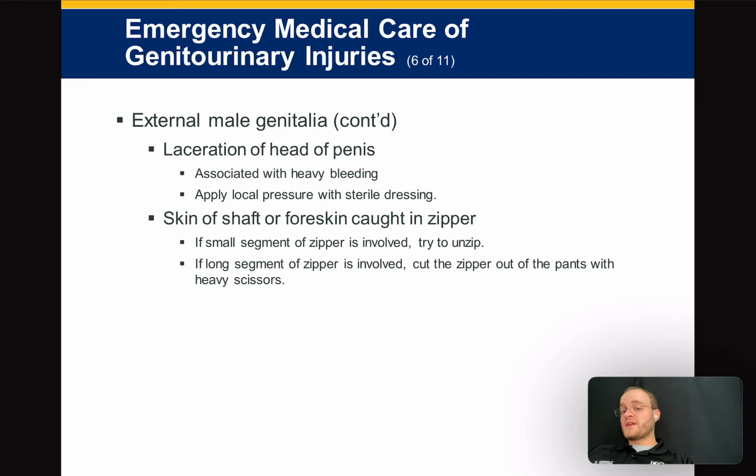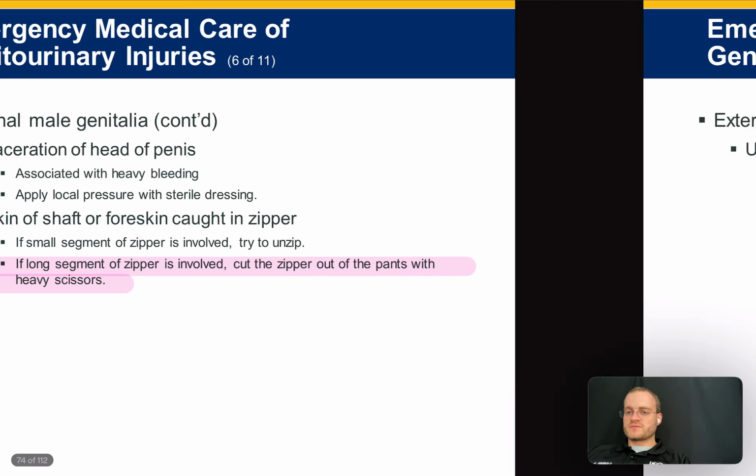Laceration with the head of the penis, whether you get the skin or the foreskin caught in the zipper. If the long segment of the zipper is involved, you would cut the zipper out of the pants with heavy scissors, like trauma shears, okay? If it's a small segment in the zipper, you would just try to unzip it and free the penis. They would need to be transported, of course. But in either one of those scenarios, I've tried taking them to the hospital.